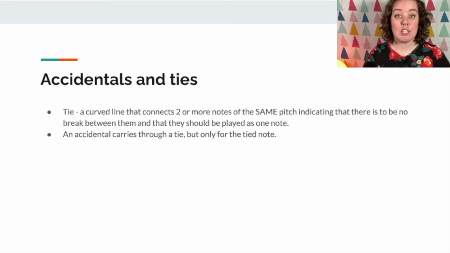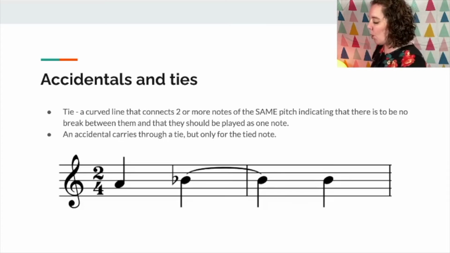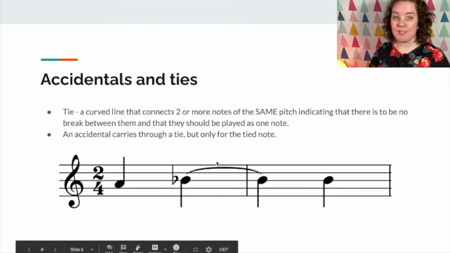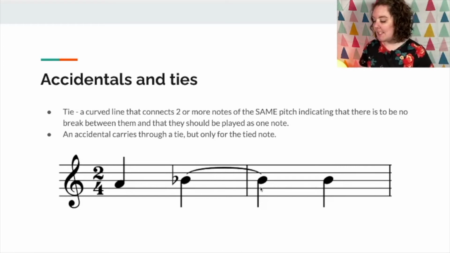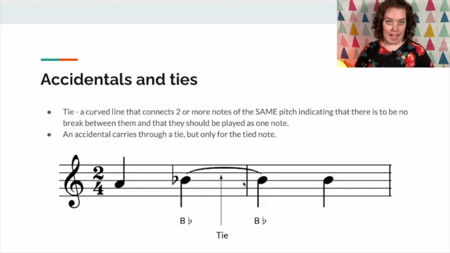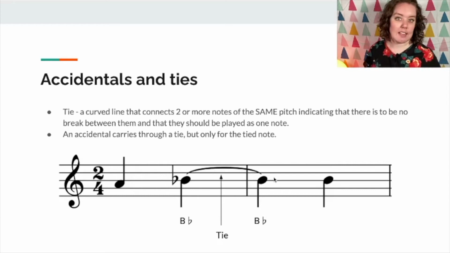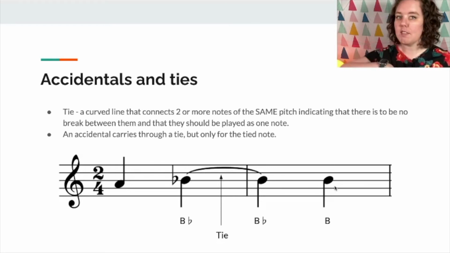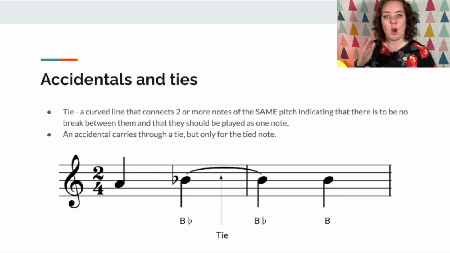an accidental carries through a tie, but only for the tied note. So here in treble clef, we've got A and B flat, and then that B flat is tied. And because it's tied, this B here is actually also B flat, even though there was a bar line before that we know usually cancels an accidental. This tie overrides that bar line for this note only. This note over here, however, is still just B because it wasn't a part of the tie that brought that accidental over. So the bar line does affect notes that aren't affected by a tie.